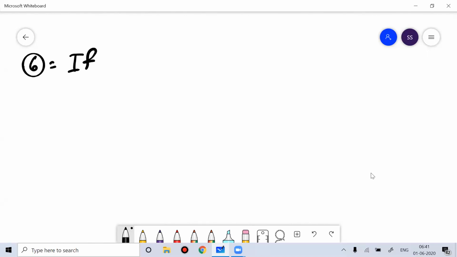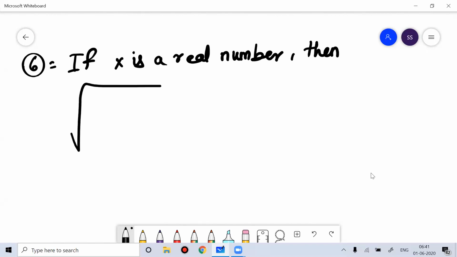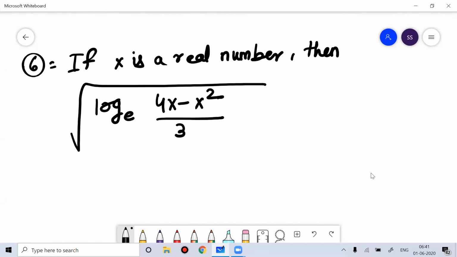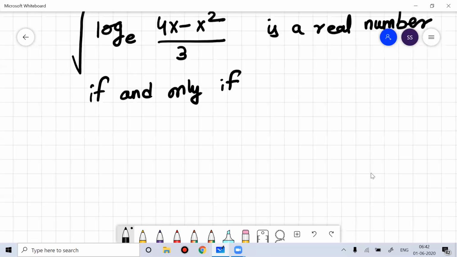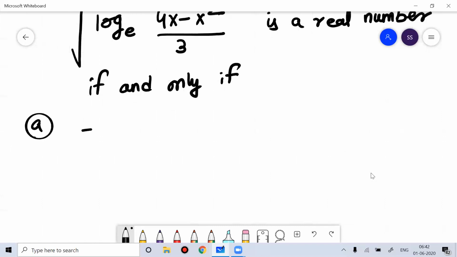If x is a real number, then we have to find when the square root of log base e of (4x minus x square) by 3 is a real number. They are telling us it is a real number. It is a real number if and only if, for that they give you a condition. So first condition, minus 3.